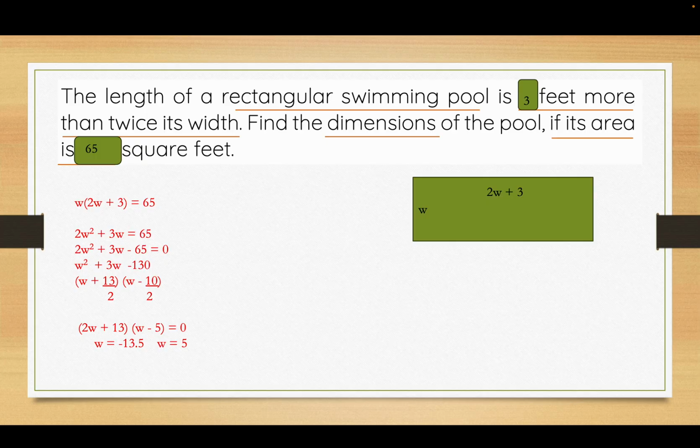But they're pretty easy, right? w minus 5 equals 0. Add 5 to both sides. So you get w is 5. I reject that negative answer because you can't have a negative length. So the width is 5 and the length is 2 times the width plus 3. 2 times 5 is 10 plus 3 is 13. And just to check yourself, 5 times 13 is 65. So yes, you know you got the problem right.